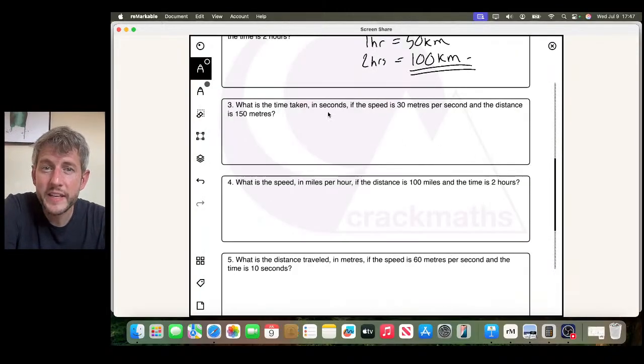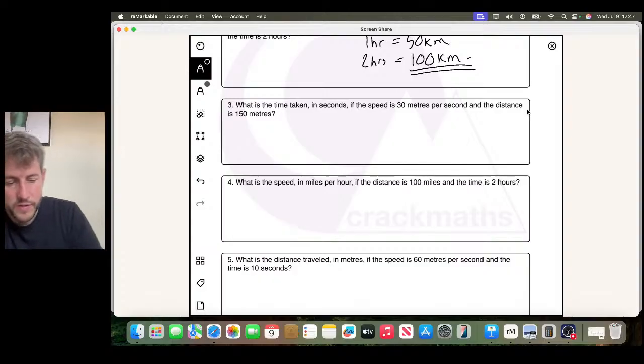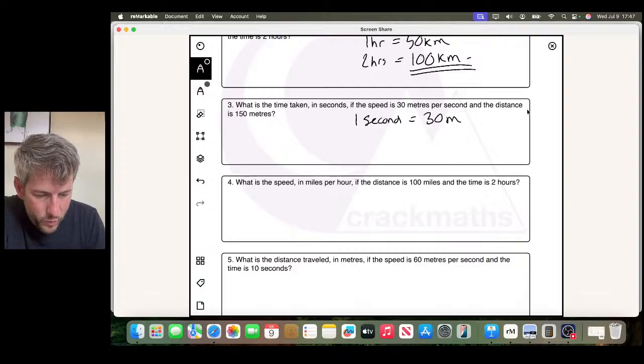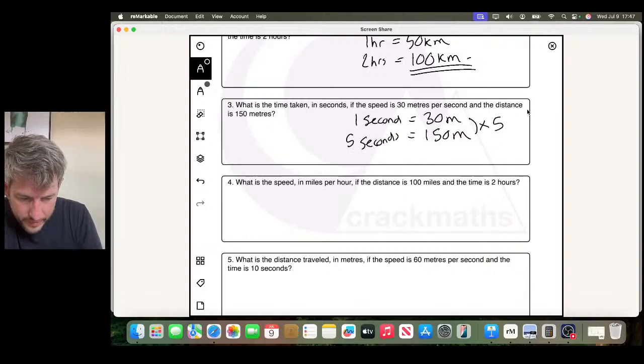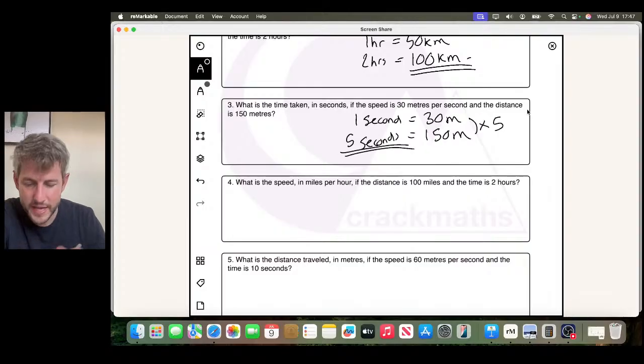What is the time taken in seconds if the speed is 30 meters per second and the distance is 150 meters? So this means that in 1 second you travel 30 meters. We want to know how long it takes us to get to 150 meters. So we need to do 30 times something to get to 150. Well, I know that that's 30 times 5. So this will be 5 seconds. So that will be the time taken.